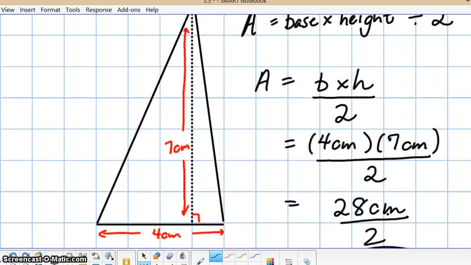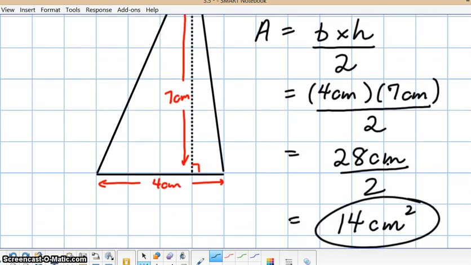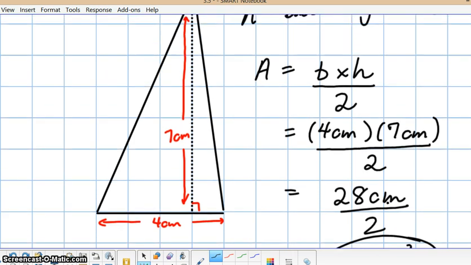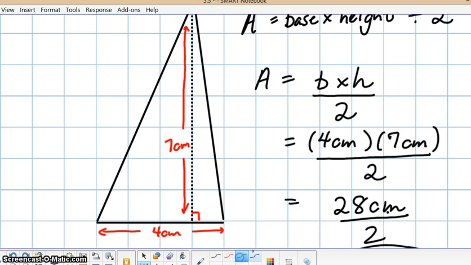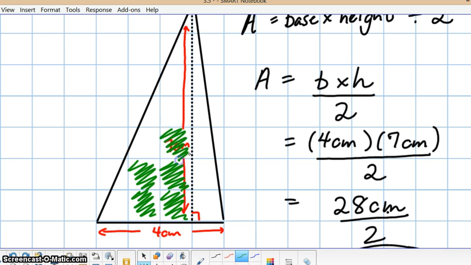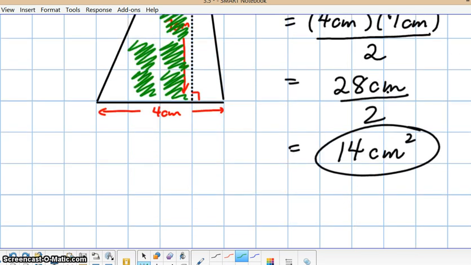Now as we did in the previous lesson, area of a parallelogram, we're going to check our answer using the grid paper and using the triangle we just drew. So in one color, I'm going to choose green. I'm going to count the number of full squares. We have 1 full square, 2 full squares, 3 full squares, 4 full squares, 5 full squares, 6 full squares. So it looks like we've got about 6 full squares.